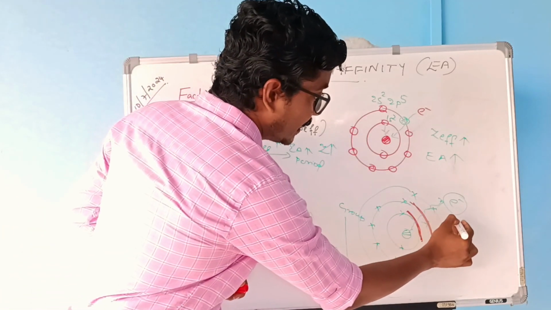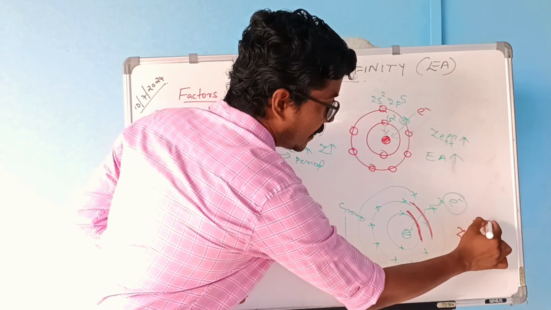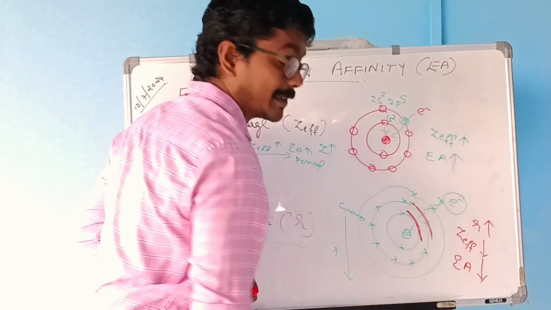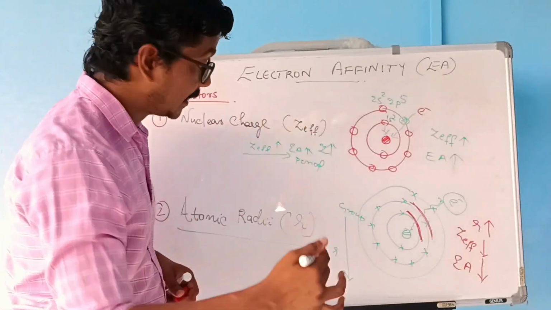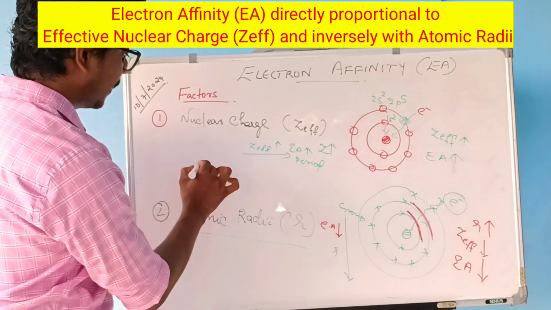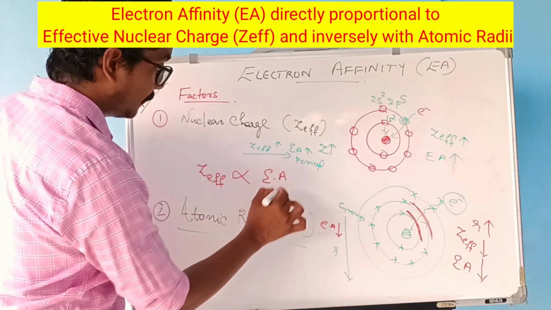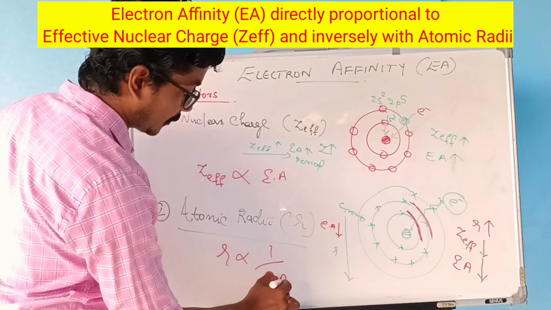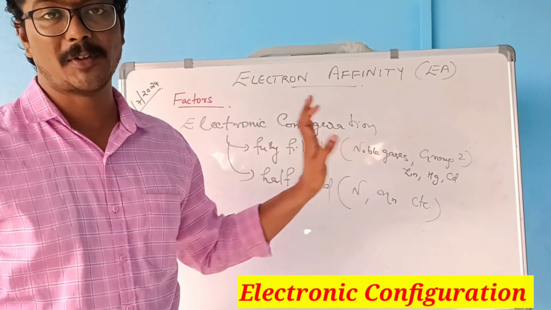So effective nuclear charge decreases when atomic size increases, and electron affinity also decreases. So when atomic radii increases, electron affinity decreases. So electron affinity down a group decreases. So we can say that nuclear charge is proportional to electron affinity, whereas atomic radii is inversely proportional to electron affinity. Third factor is the electronic configuration of the element.